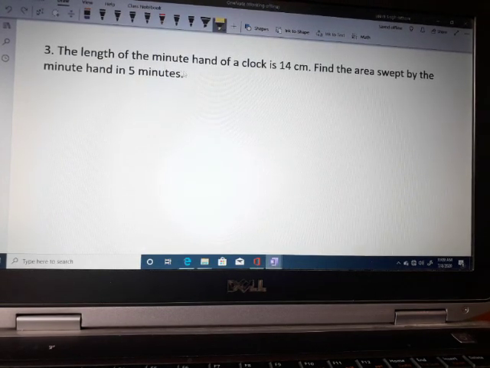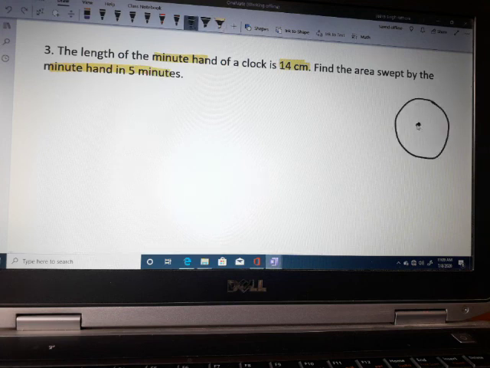The length of the minute hand of a clock is 14 centimeter. Find the area swept by this in 5 minutes. I will explain in a simple way. This is the circle. Suppose this is the minute hand. The minute hand will complete one revolution in 60 minutes.